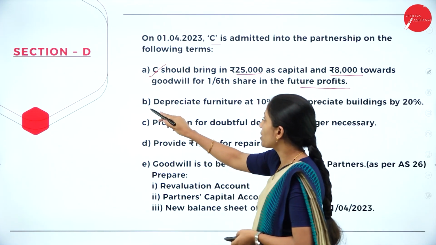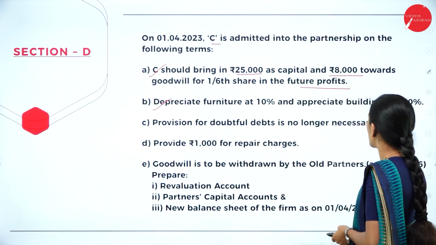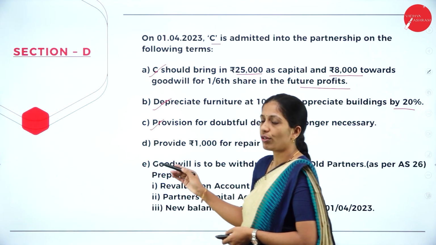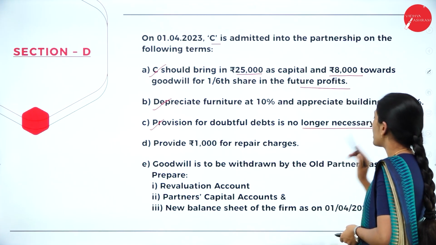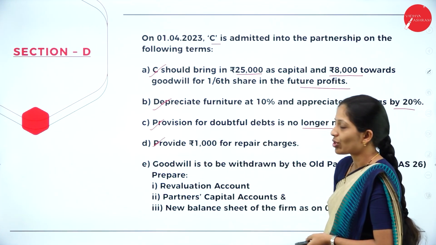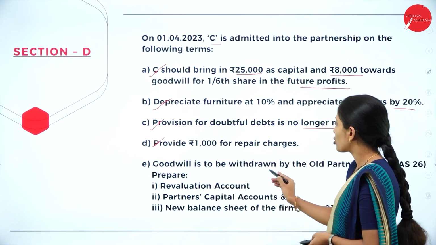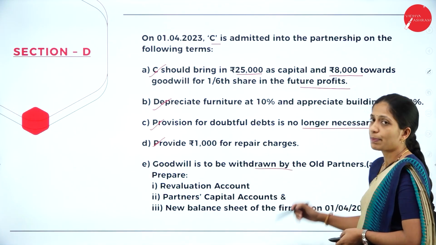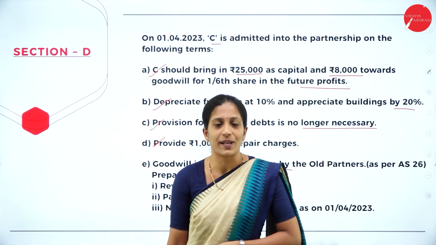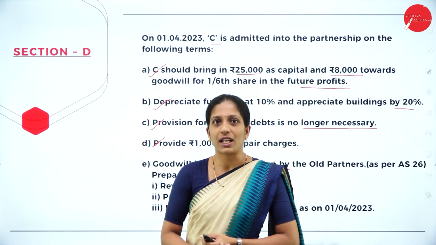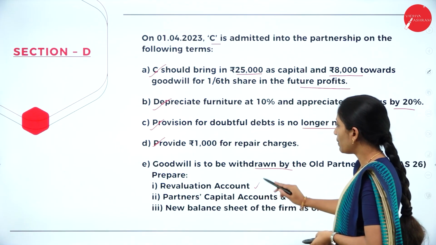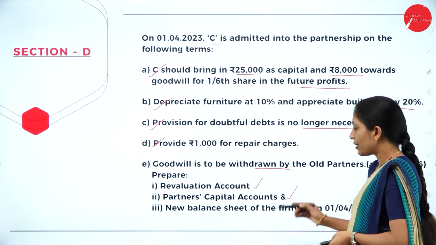And the second one is depreciate furniture at 10% and appreciate building by 20%. The next one is PDD, that is provision for doubtful debts, is no longer necessary. Next, D, provide 1,000 for repair charges. And E, goodwill is to be withdrawn by the old partners as per AS 26. As per Accounting Standard 26, we have to treat the goodwill and record the entries during admission of a partner. And for 12 marks, they have asked to prepare revaluation account, partner's capital account and new balance sheet as on 1/4/2023.